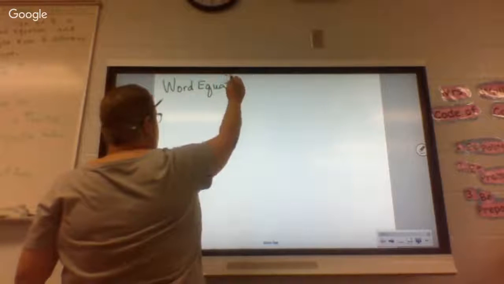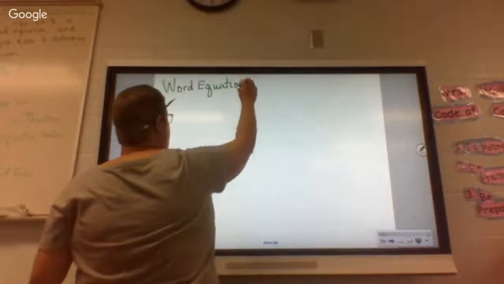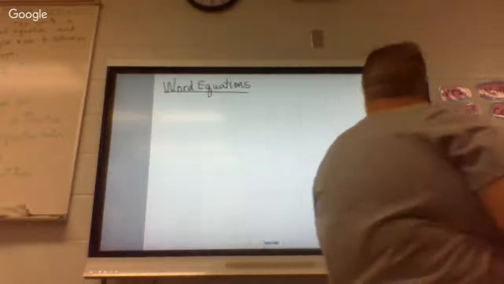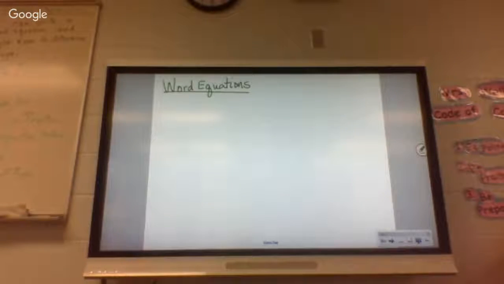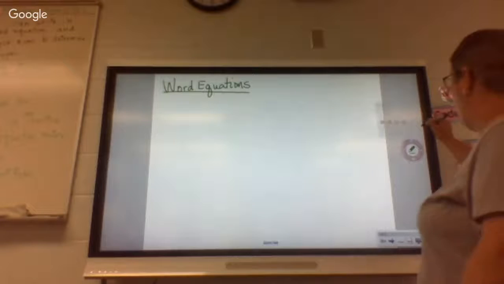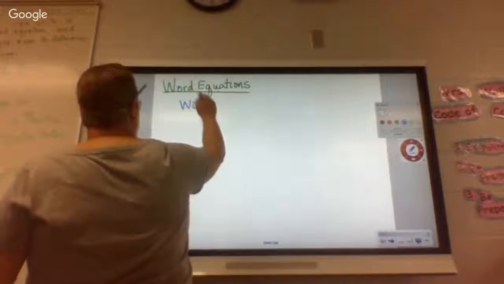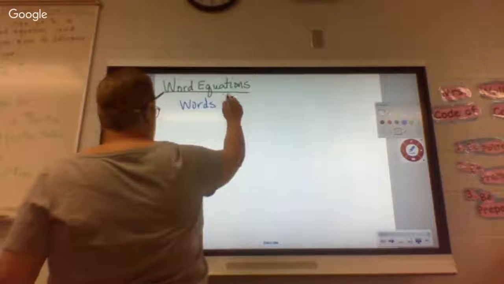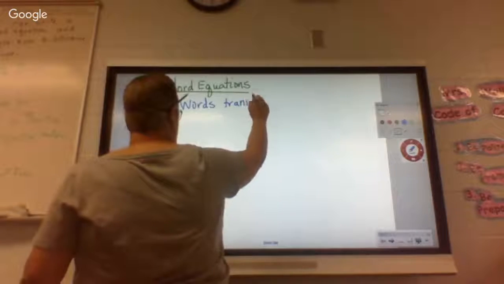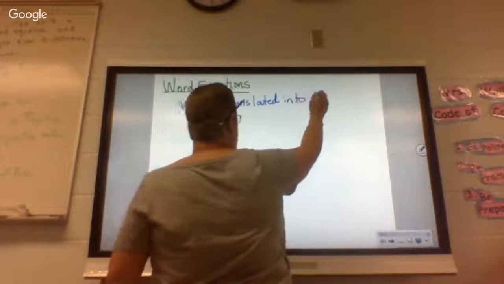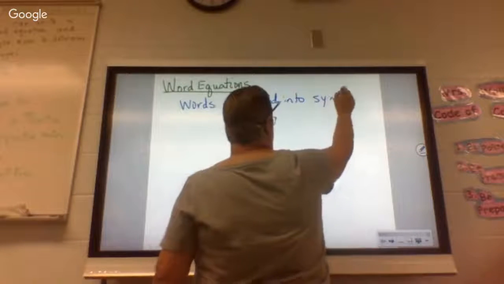Now, you need your oxidation sheet for the rest of class, so pull that out. Word equations are exactly what they say, okay? We're going to take words and translate them into symbols.